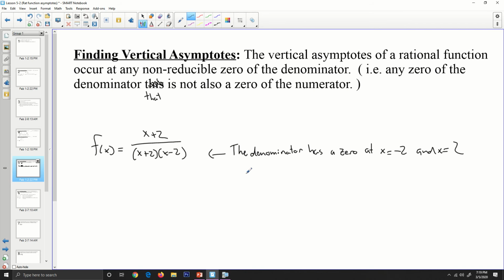Since the numerator also has a 0 at negative 2, negative 2 is a reducible 0. And at positive 2, we have a non-reducible 0. Now, what does that mean?